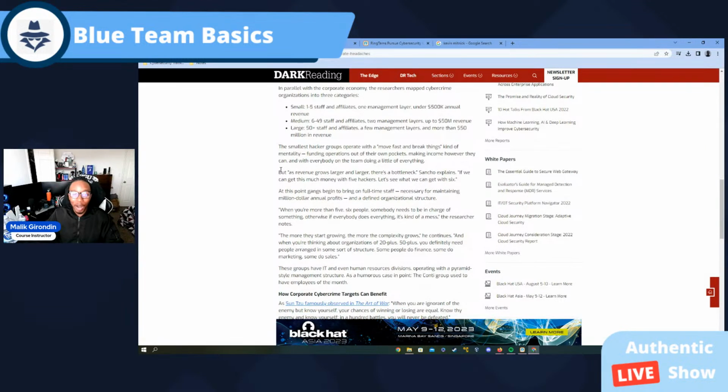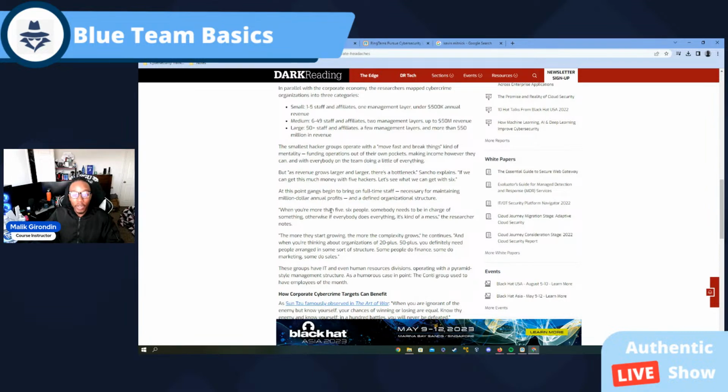I like this part. I was reading this a couple days ago. But as revenue grows larger and larger, there's a bottleneck. Sancho explains, if we could get this much money with 5 hackers, let's see what we could get with 6. At this point, gangs begin to bring on full-time staff necessary for maintaining $1 million annual profit and a defined organization structure. Oh, this is a good one. Let me read this real quick.